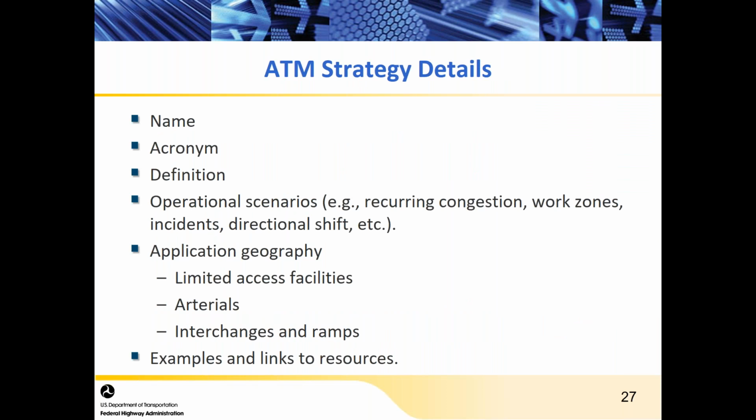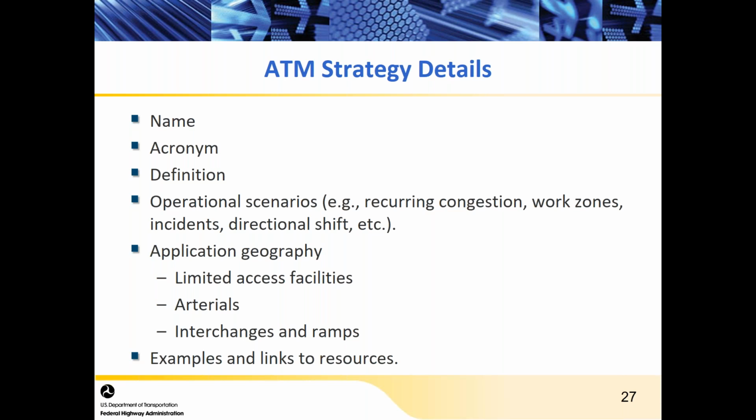For each of the strategies that we've discussed in that earlier diagram, the document includes a number of items. It includes a name and also different names by which that strategy might be known. An example would be dynamic shoulder use. It might also be thought of or heard of as hard shoulder running, dynamic shoulder management. There's lots of different terms for that, so we wanted to include all of those so the reader understood what that strategy encompassed. We have an acronym for it, which is used consistently throughout the document to make things a little easier to read, and we provided a definition for that strategy and what it means.